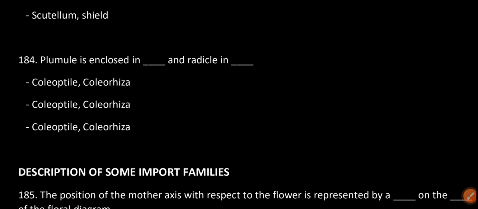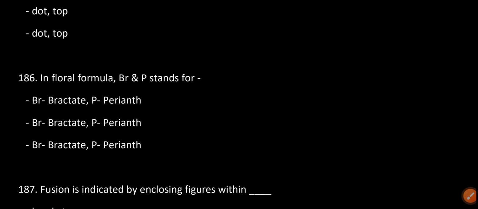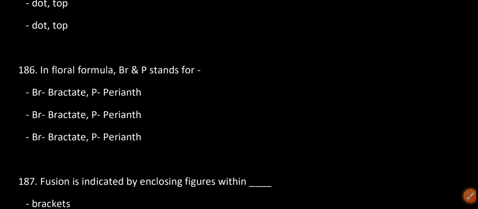The position of the mother axis with respect to the flower is represented by a dash at the dash of the floral diagram. Dot on top of the floral diagram. In the floral formula, Br and P stand for: Br is bracteate and P is perianth.